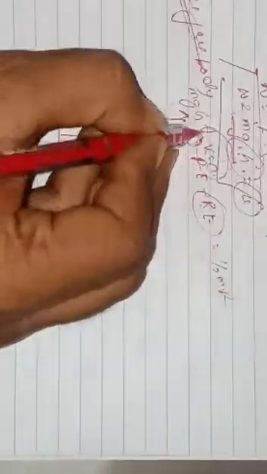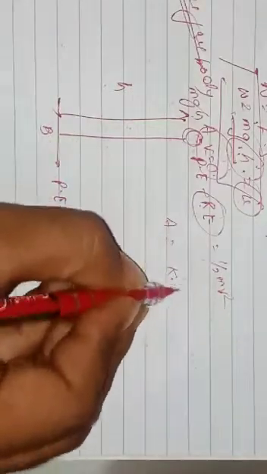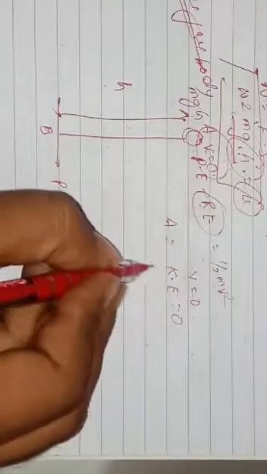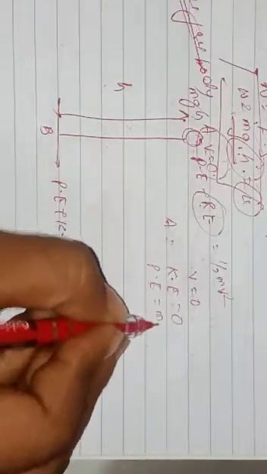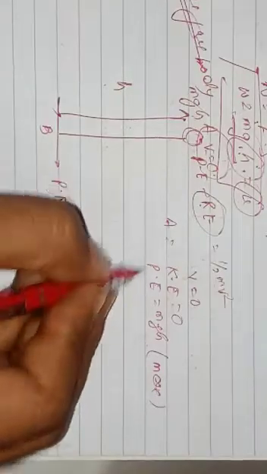Let this be point A, this be point B. So at point A the kinetic energy is equal to 0 because velocity is equal to 0, but at the same point potential energy is equal to mgh, or I can say this is maximum. Yes or no? Because the height is at h.